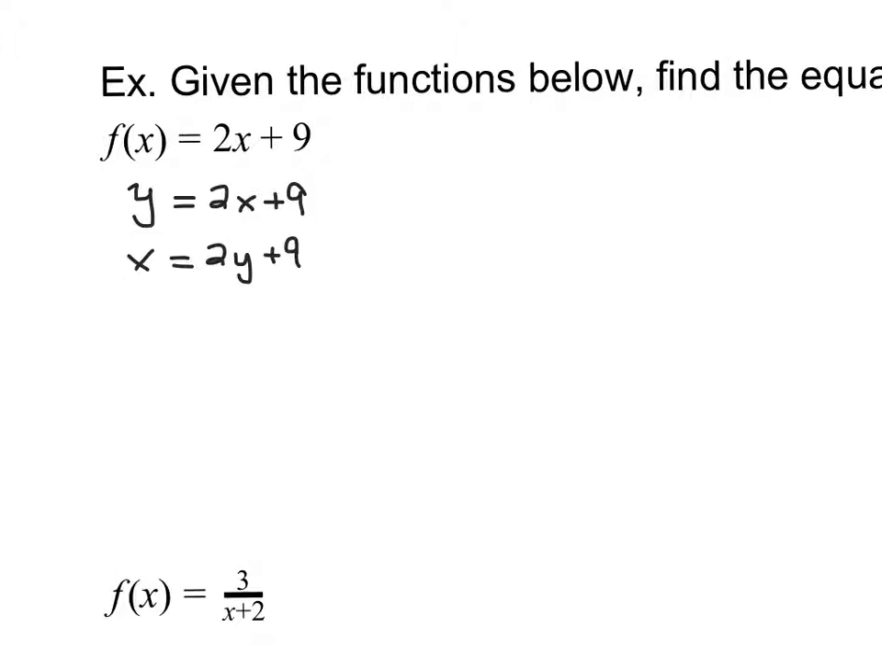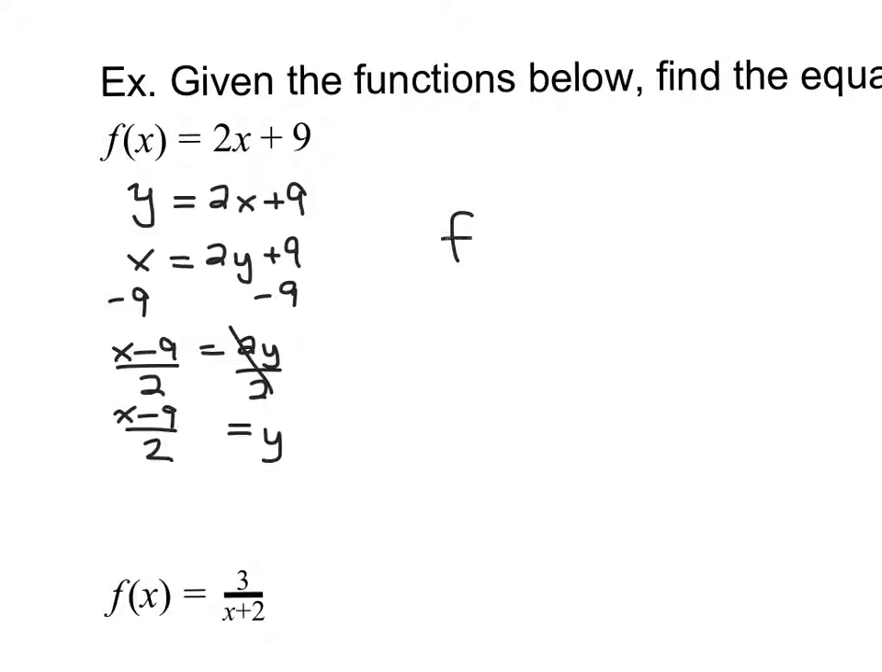And so from there, I'm going to try to solve for y. So I'll subtract 9 from both sides. So I get x minus 9 equals 2y. And then I'll divide both sides by 2. So y equals (x minus 9) over 2. So f inverse is (x minus 9) over 2.